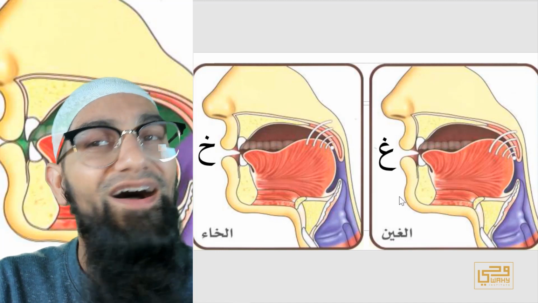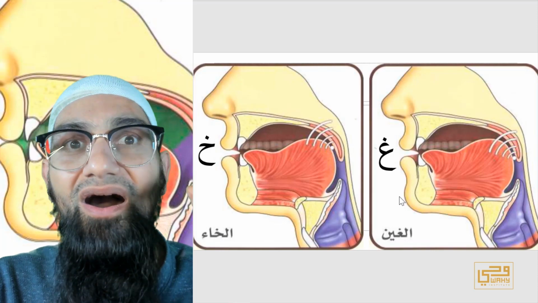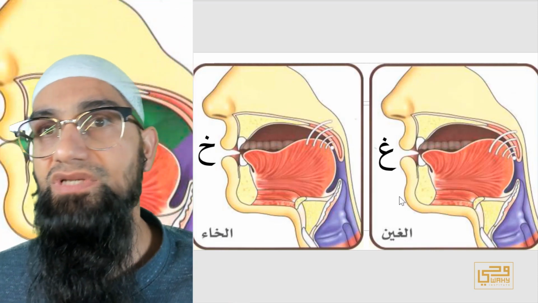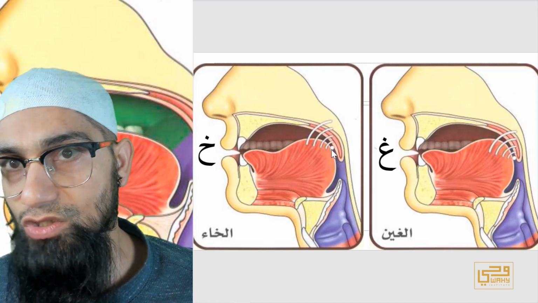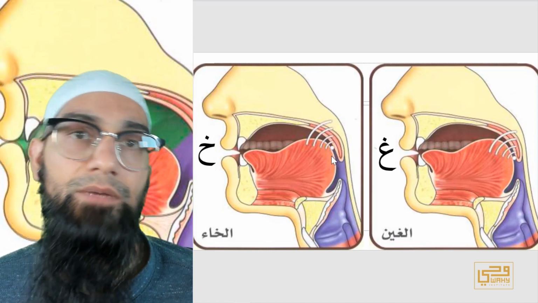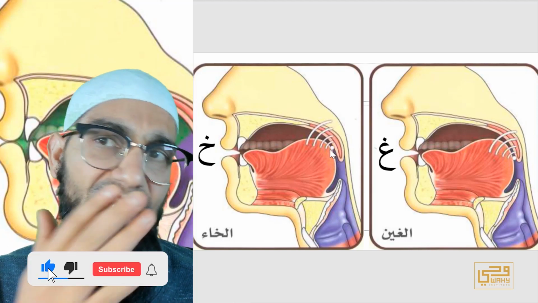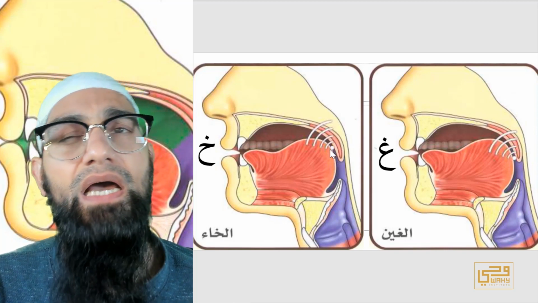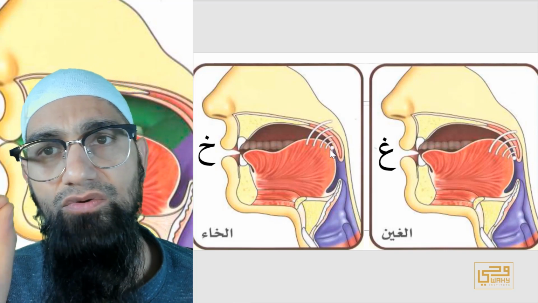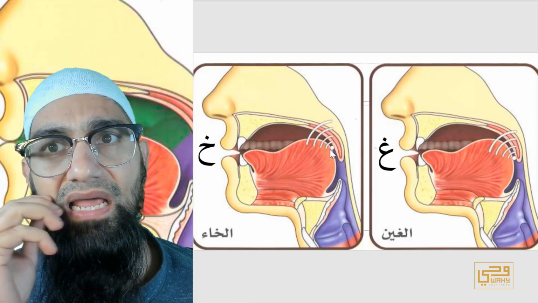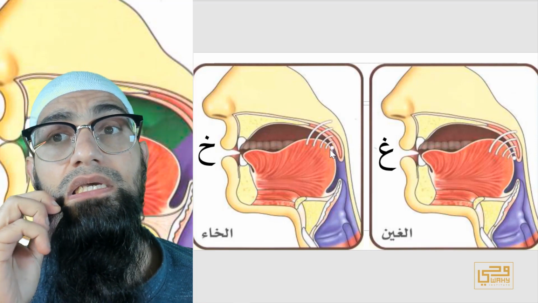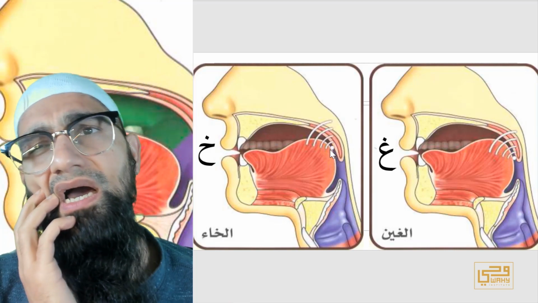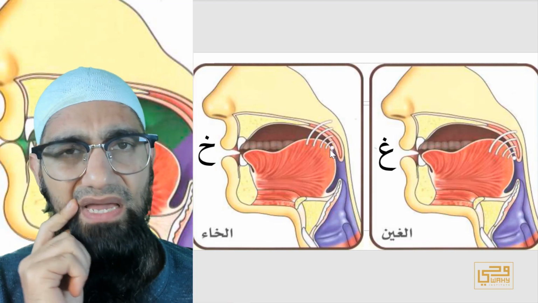Now we move on to kha and ghain. As you can see, they share the same makhraj. They come from the upper throat, right? Adna al-halq, and they come from jadhrul lisan ma'a al-hanak al-lahmi, the root of the tongue against the soft palate, which is the meaty palate.